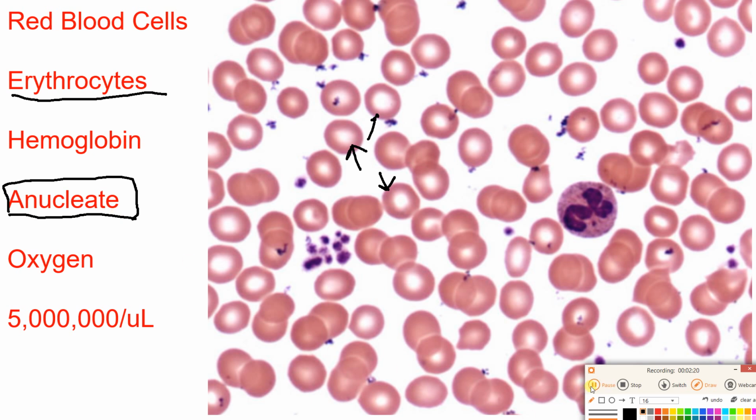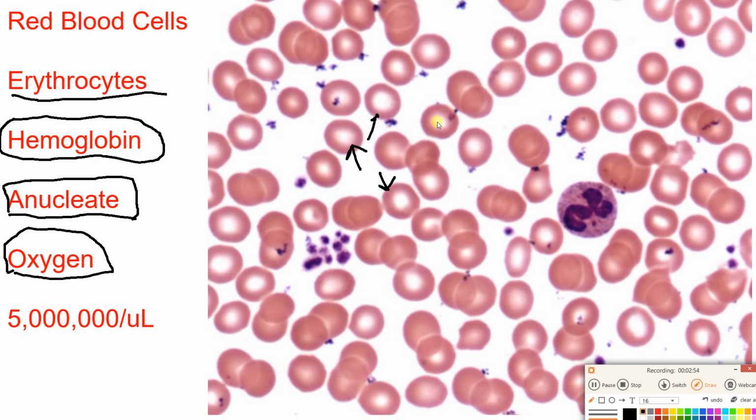The lack of a nucleus is going to free up space, and that space means we can store more of this protein called hemoglobin. And hemoglobin is the protein that can bind and hold on to oxygen. And in fact, the major job of red blood cells, of course, is to carry oxygen. So by being anucleate, we can have more hemoglobin. More hemoglobin means we can be better at carrying oxygen to our tissues that, of course, desperately need it.